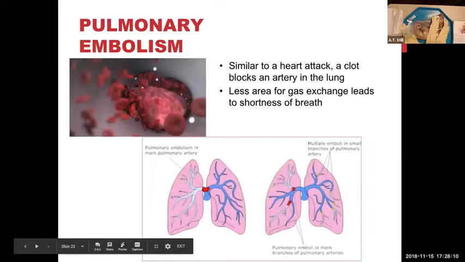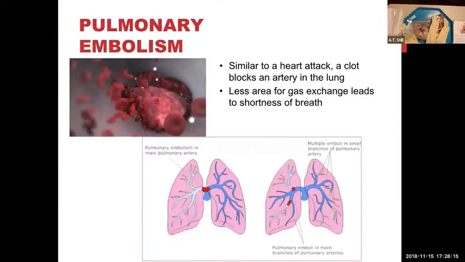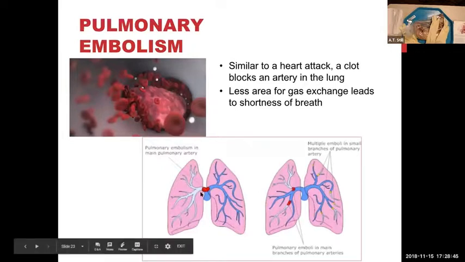So another problem that we can have in the lungs is called a pulmonary embolism, and this is similar to a heart attack where there's a blood clot in the lungs that's blocking the blood from getting to the lungs. So basically there's an area of the lung that can't get the blood, so no gas exchange can happen in those areas.